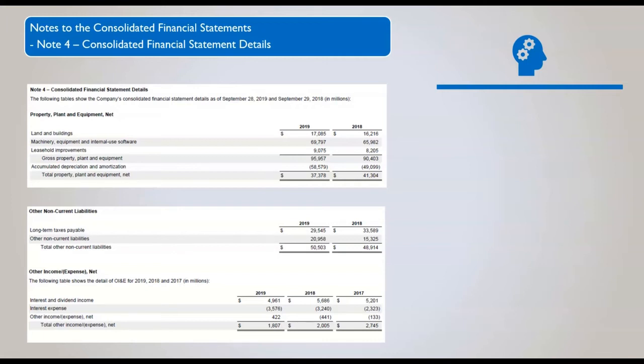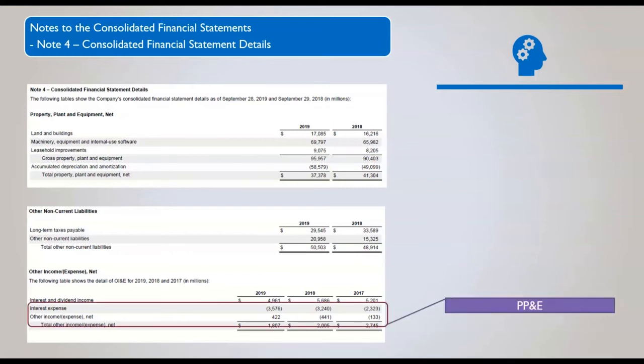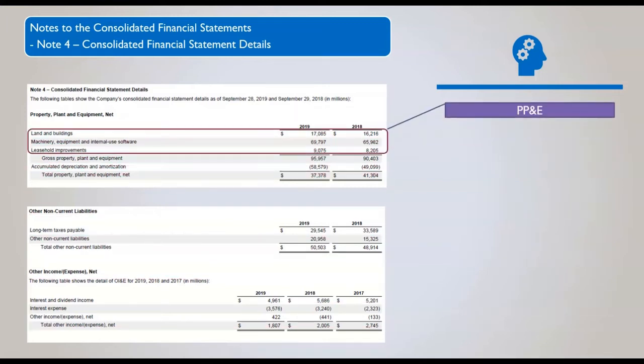The next part we have is Note 4, the consolidated financial statement details. Here we see the details for PP&E, or property, plant, and equipment. This table shows us the composition of assets included within PP&E and includes items such as land, building, machinery, equipment, and leasehold improvements. The balance includes internal use software as well.